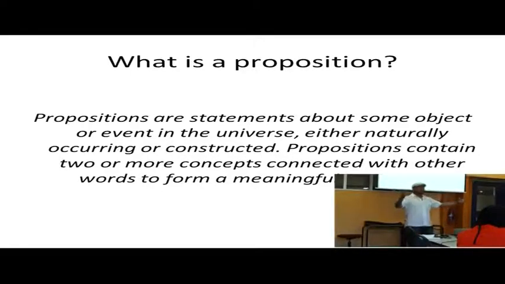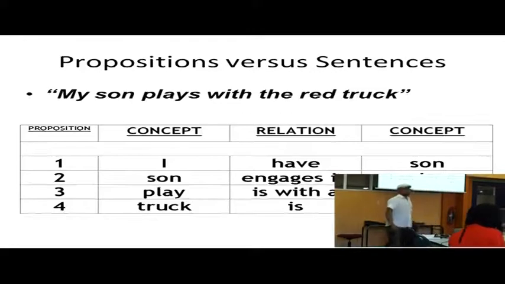So when you look at the structure with a concept and another concept, and the linking word between them, when you read them out, it should make a statement that makes sense. Okay? In most cases, these connecting words are verbs. If we look at a simple example, a sentence saying my son played with a red truck, in that one sentence there are four main ideas or themes.